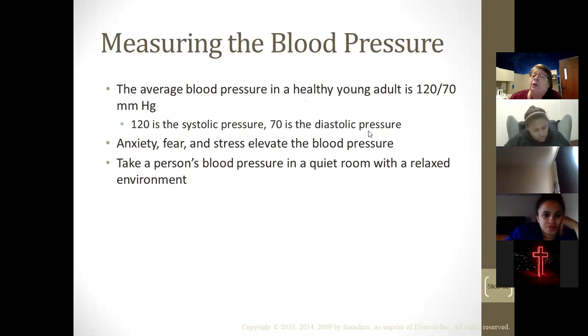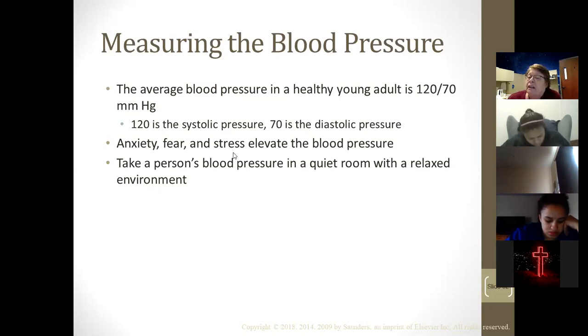So average blood pressure is usually 120 over 80, okay? And that's just an average. We never tell somebody they have hypertension until we've gotten 3 blood pressures that are high on 3 separate days, okay? 120 is the systolic, 70 is the diastolic here.